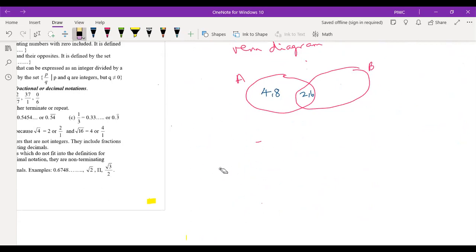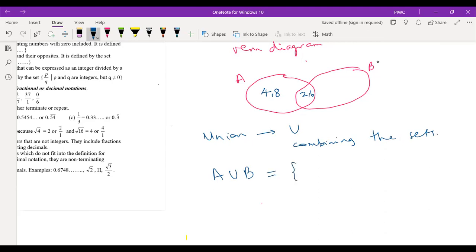Okay. Now, one other symbol that I want to introduce here is this union symbol. The union symbol, it's like a U, means combining the sets. So if I have A union B, it means we're putting the sets together.